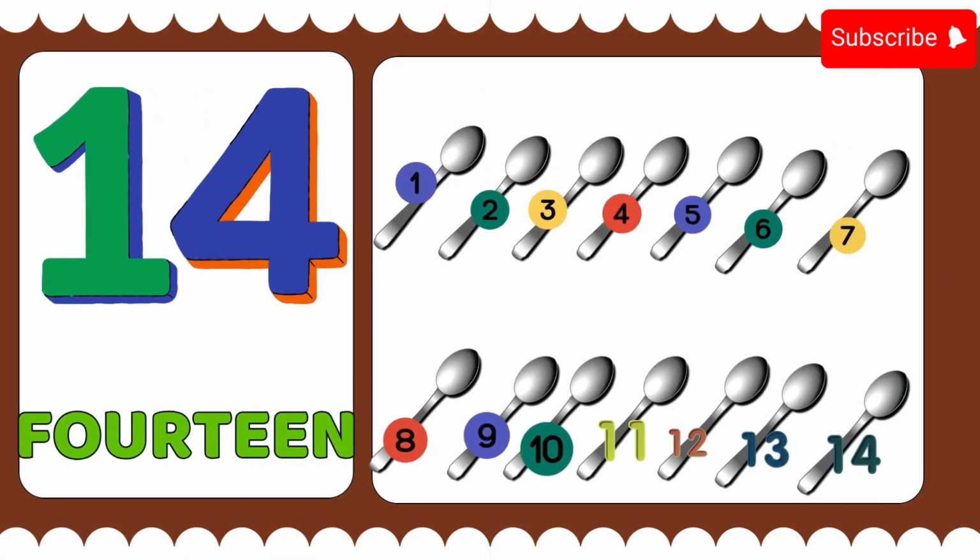14. Can you say it with me? 14. The spelling of 14 is F-O-U-R-T-E-E-N. Let's count spoons. 1, 2, 3, 4, 5, 6, 7, 8, 9, 10, 11, 12, 13, 14. 14 spoons.